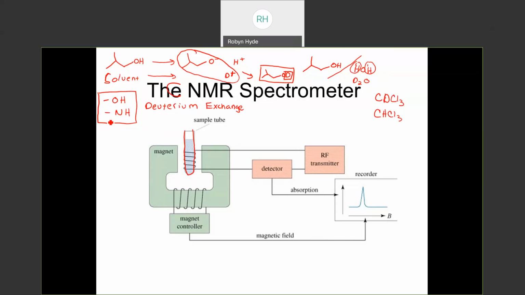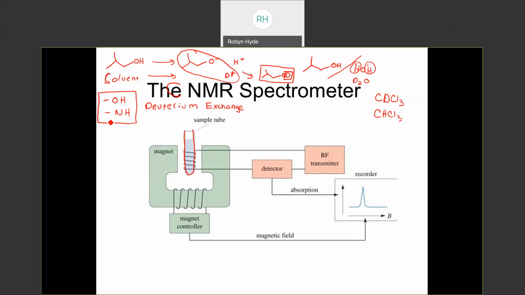So that's the part of putting the sample into our instrument and then bringing it back out of the instrument. And now let's go into the rest of the instrument. When it settles down inside the magnet, there is a controller that controls the exact strength of the magnet. And then we also have an RF transmitter, a radio frequency transmitter, that controls the frequencies that we're shooting in at our sample.